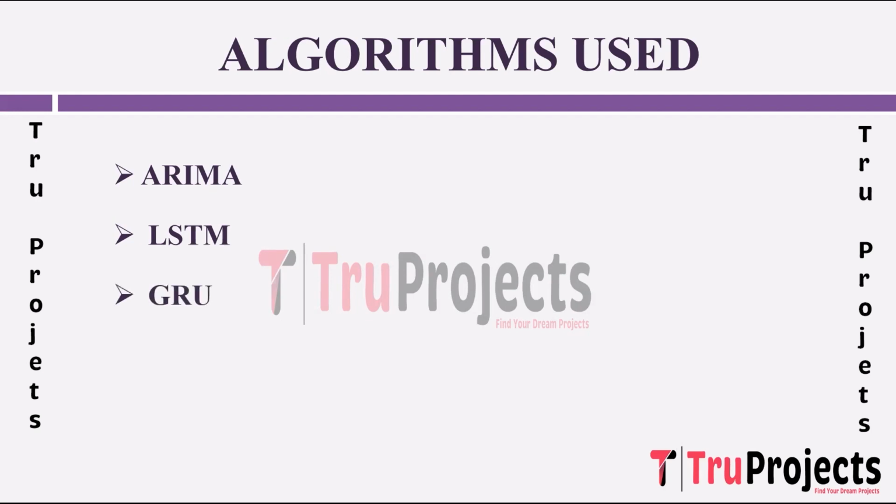GRU, Gated Recurrent Unit. GRU is another variant of the recurrent neural network (RNN) architecture, similar to LSTM but with a simplified structure. GRU networks also possess gating mechanisms that allow them to selectively update and forget information.